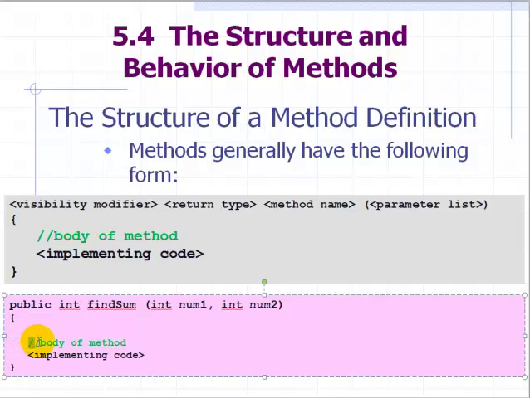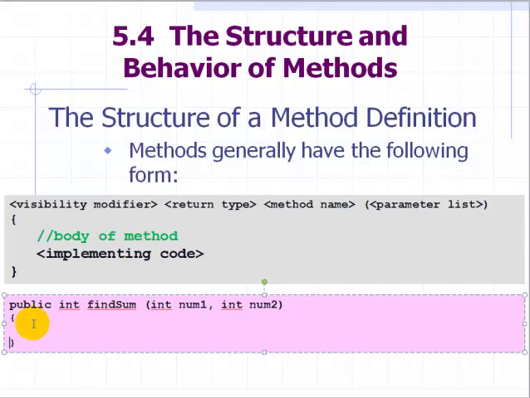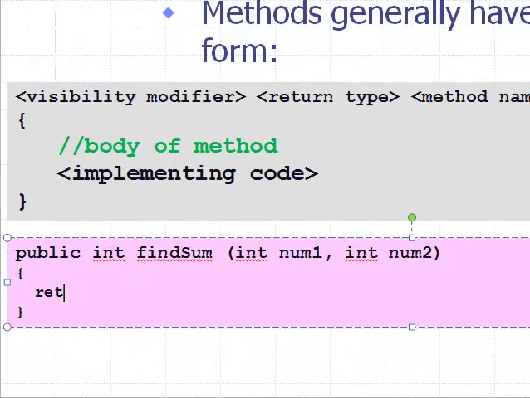And the body of this method and its implementing code might look something like this. You can have a very simple implementation. We're going to find the sum of these 2 values. All we care about is adding these together and returning that value. So one way to do it would just be to write a simple 1 statement body implementation. And you would be completely done.